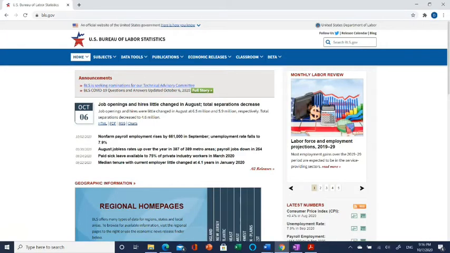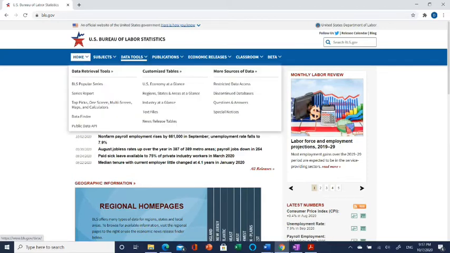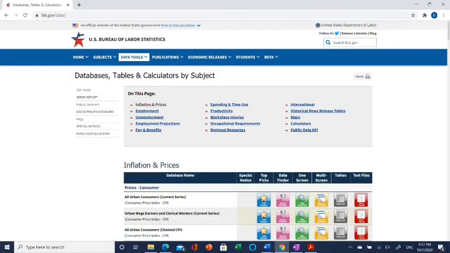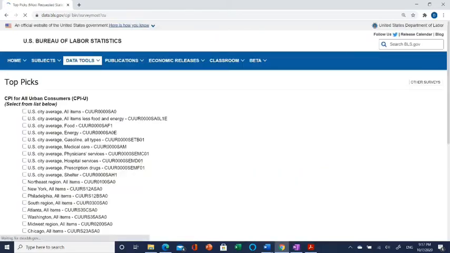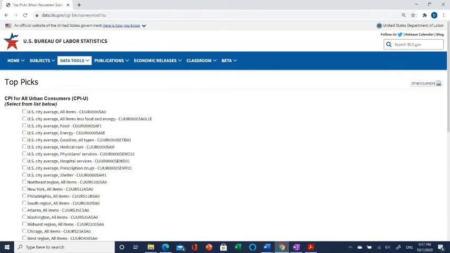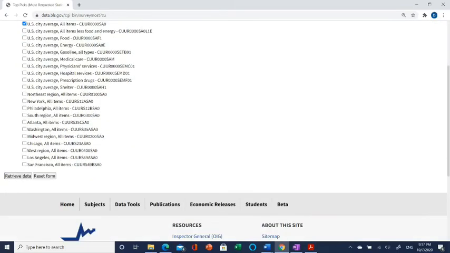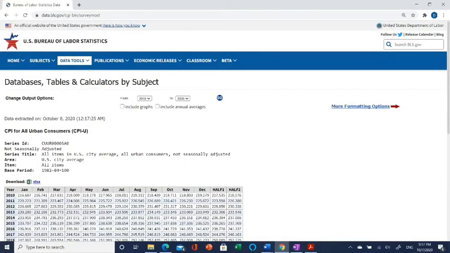To get the CPI data, first we need to go to bls.gov, and then we need to go to Data Tools and click on Topics. You see that inflation and prices, that is the first one here. I'm just going to click on Topics and click on US city average all items. Then I can retrieve data.